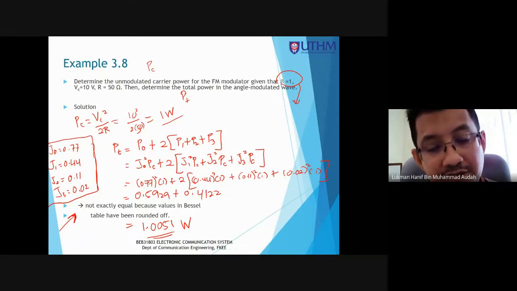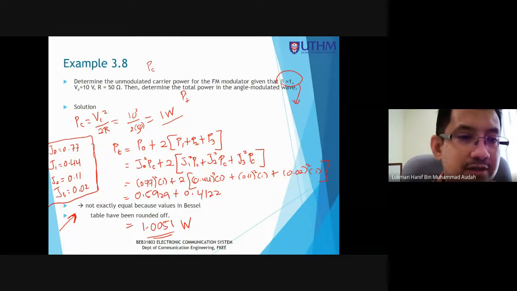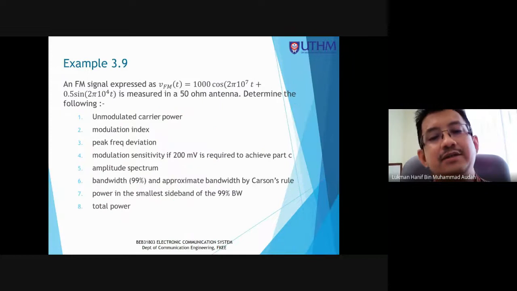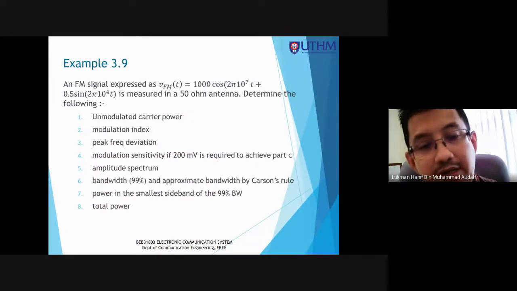Any more questions to ask? If there are, you can ask; if not, I will continue. So I move to the next example, 3.9. Okay, so this is a good example. This is a good example as practice for the final exam.